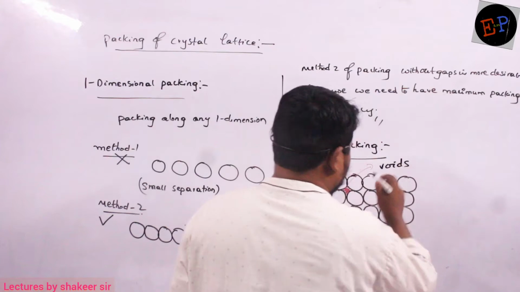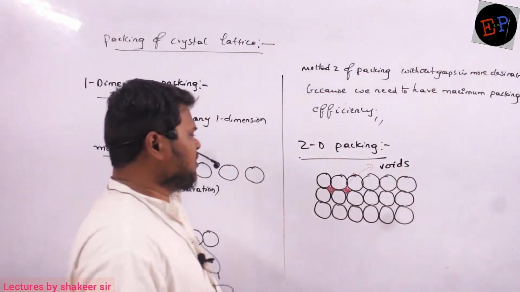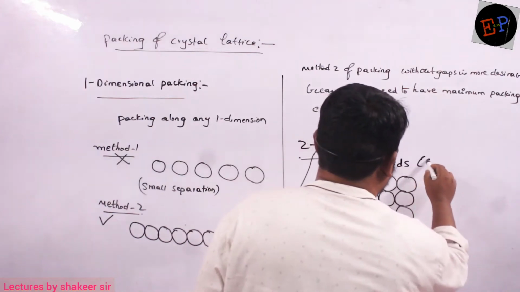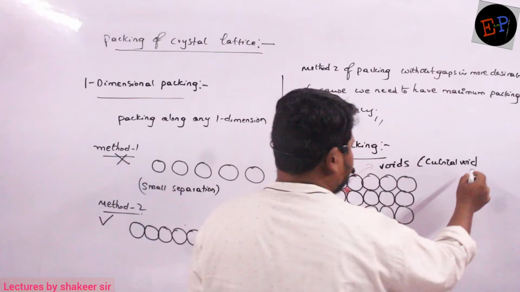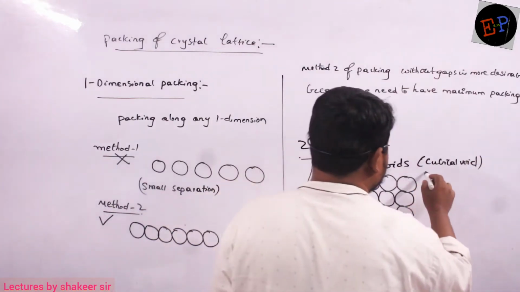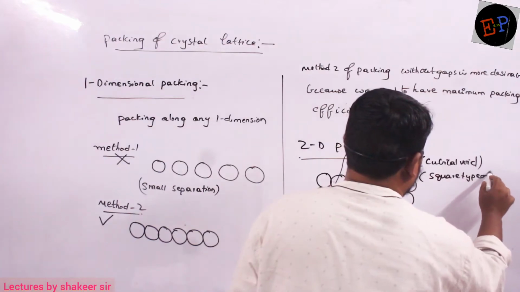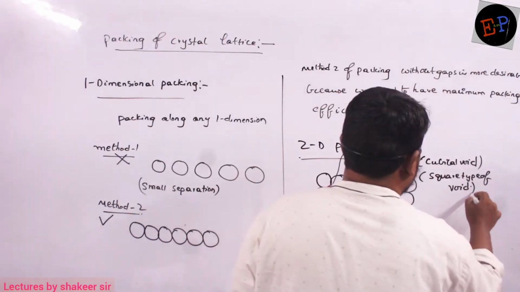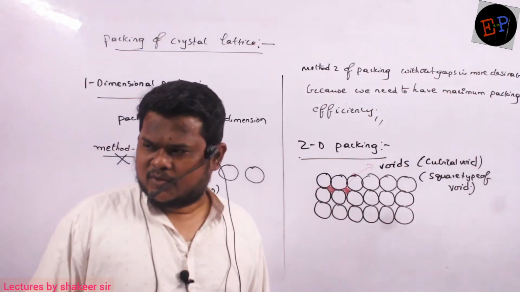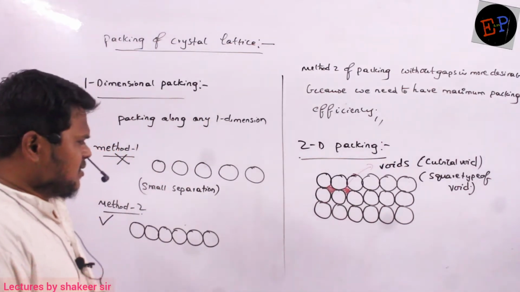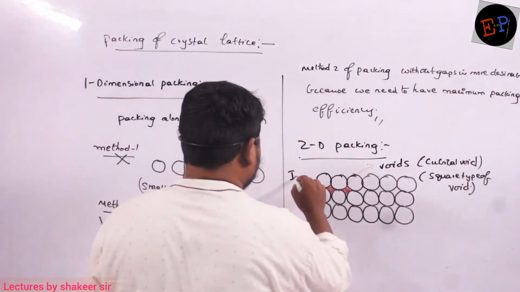Can you say what is the shape of this void here? You can call it a cubical void, or if you want to say it in only two dimensions, you can say it is a square type of void. So this is the type of void which is existing here. This is one type of packing, the first method of packing.